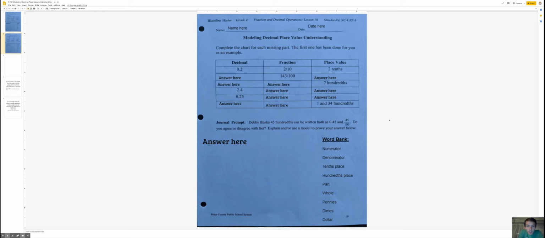Hi, everybody. So we're going to be starting on page 131 for modeling decimal place value understanding.